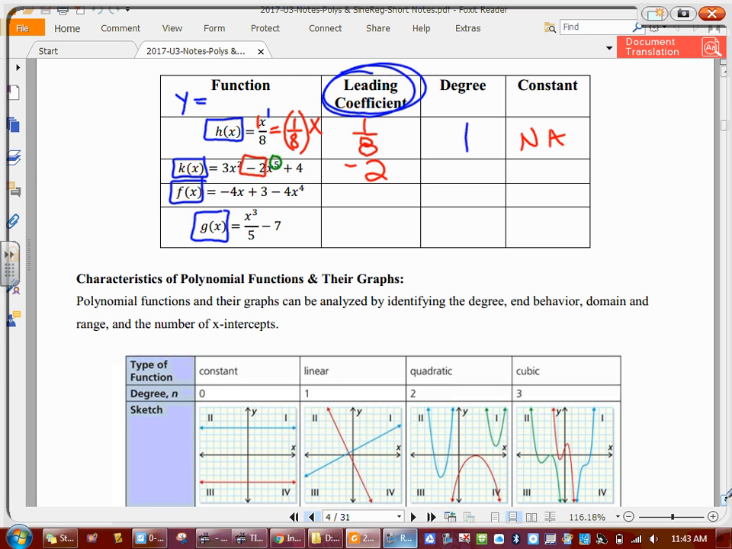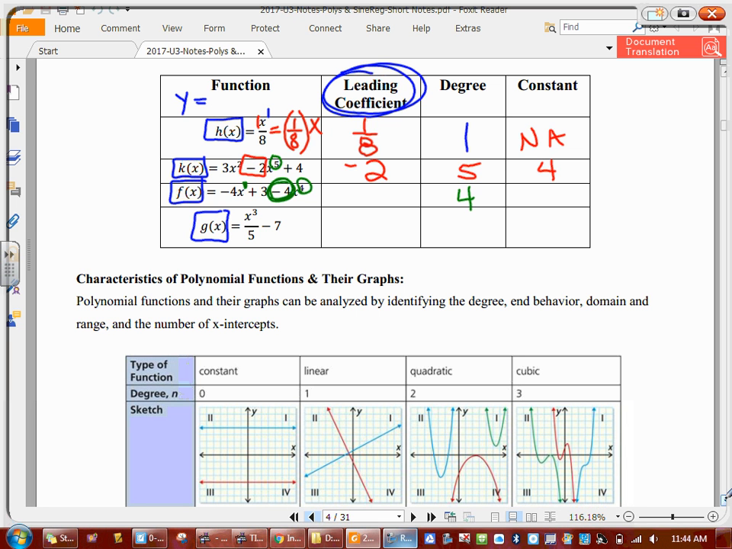The next one, we're looking for our variables. I've got a degree 1 there. Oh, and I got a 4 here. Who's bigger? 4. So I have degree 4. So now I'm going to look in front of that x to the 4 and see what I've got here. I've got a -4. So my -4 is my leading coefficient. Do I have a constant? +3. Good.